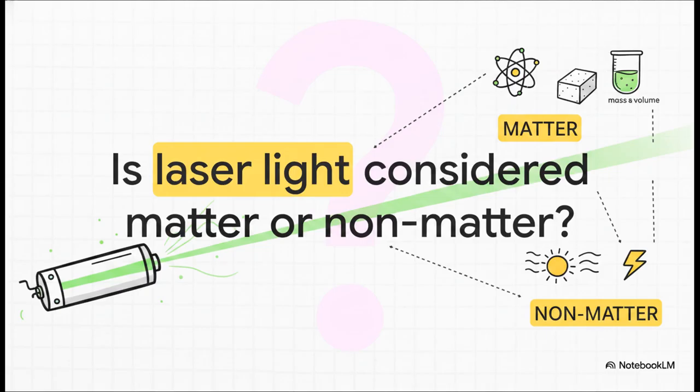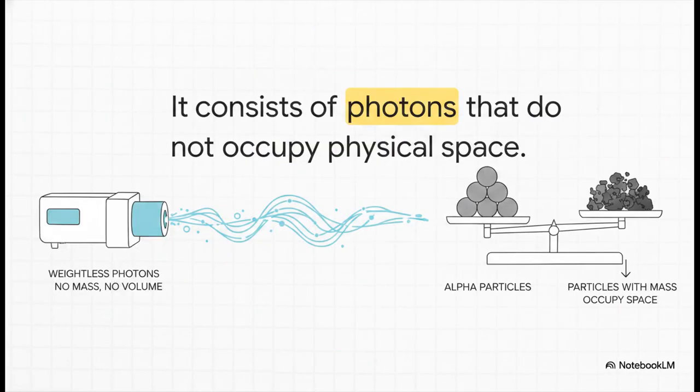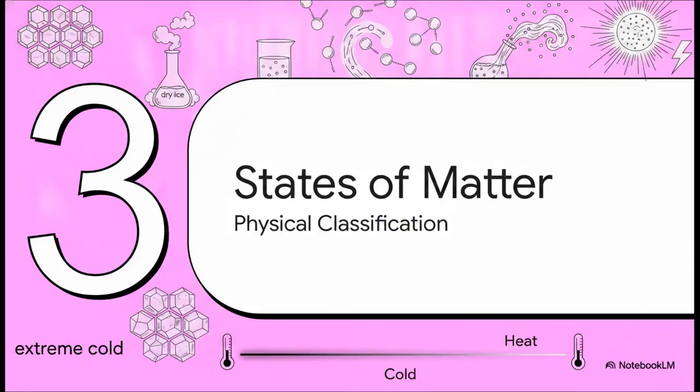Think back to our definitions for a second. Does that beam of light have mass? Does it take up physical space in the room? If you guessed not matter, you nailed it. But why? Well, because laser light actually consists of photons, and photons do not occupy physical space, nor do they possess any rest mass. Contrast that with actual matter that you might find in that very same lab. For instance, a beam of alpha particles, which have actual helium nuclei in mass, or maybe dense smoke from a combustion reaction. That smoke is actually just solid carbon particulates physically suspended in a gas, so it takes up space and has mass.